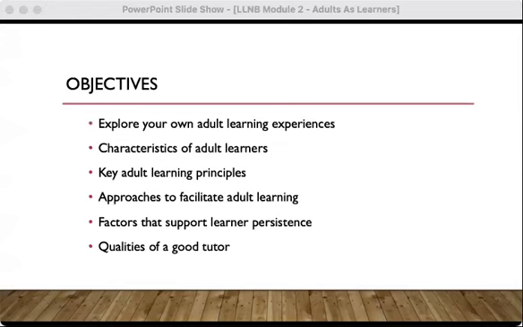In this module, we will explore your own adult learning experiences, look at the characteristics of adult learners and the key adult learning principles. We'll look at approaches to facilitate adult learning and factors that support learner persistence. We'll finally look at the qualities of a good tutor. Learning is a two-way street, and we can learn from those we teach. This unit will help tutors to understand adult characteristics, determine what helps learning to happen, and become active learners as they experience being a learner. We'll also look at some of the barriers adults face to learning.